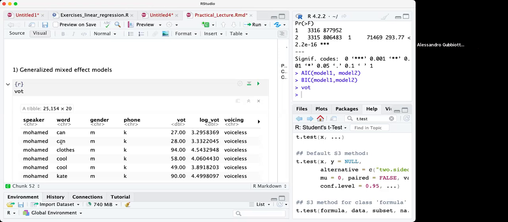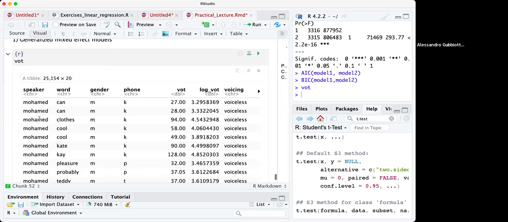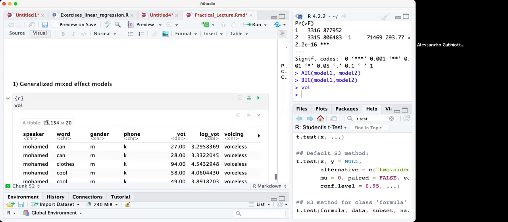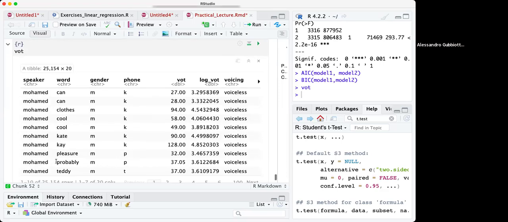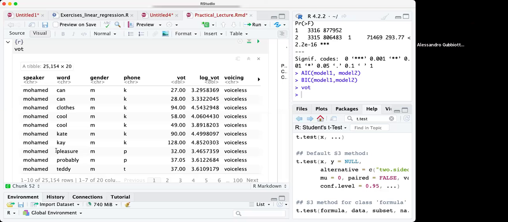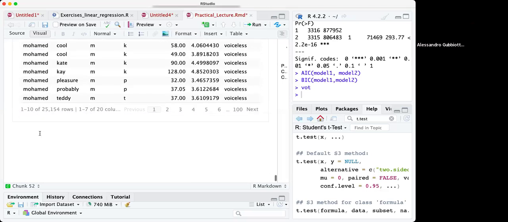So one way to deal with that is to use the generalized mixed effect models, in which the speaker, if it comes from the same person, takes that into account. So this is one thing.